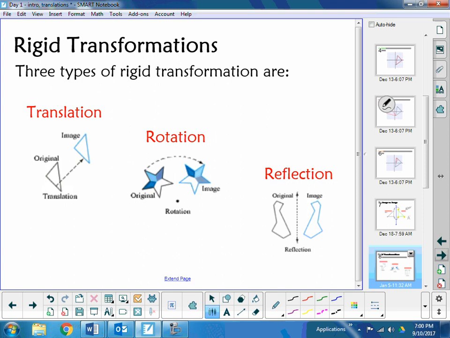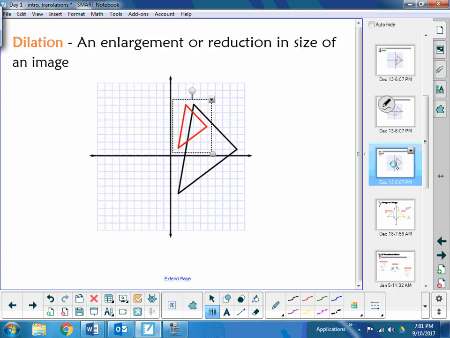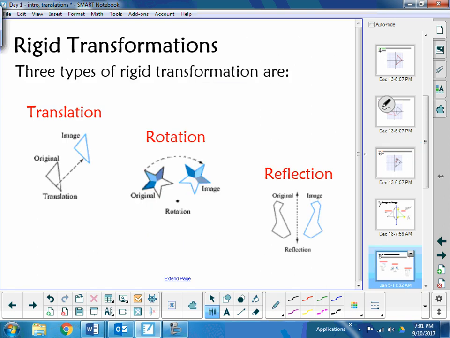With a dilation, we'll soon learn that the angles are actually going to all remain the same. So it actually has three sets of corresponding congruent angles, but the sides obviously are not the same length. Okay, so it's a rigid transformation. That means we have congruent figures.